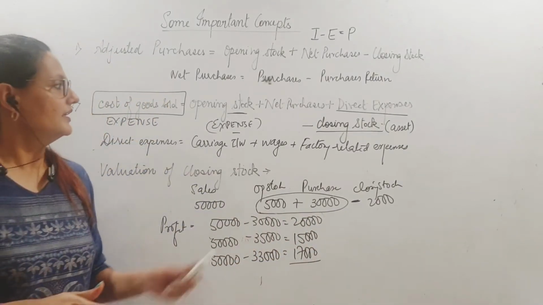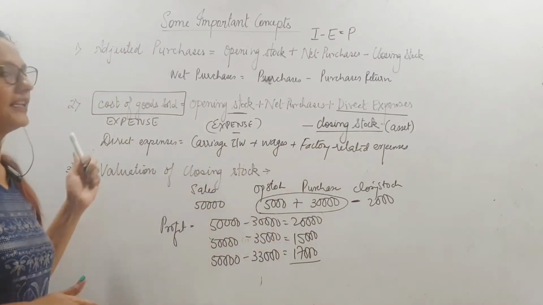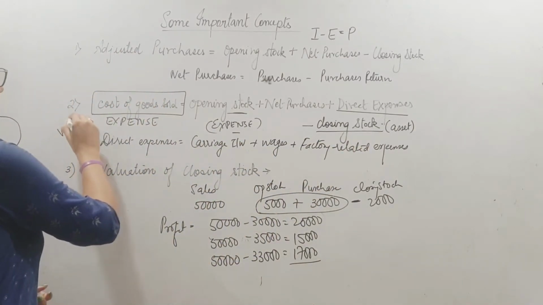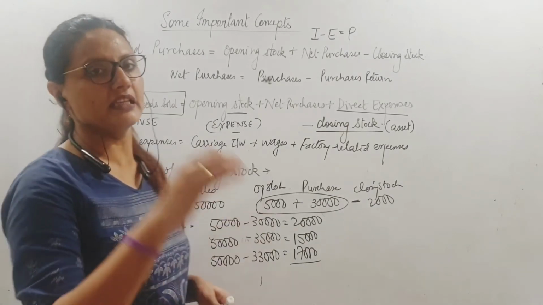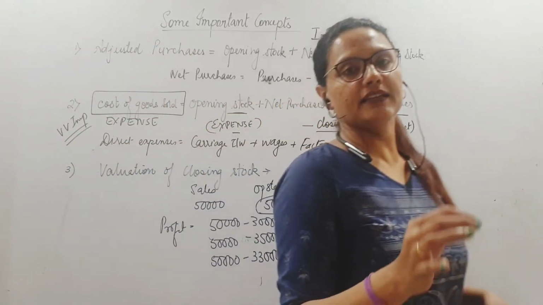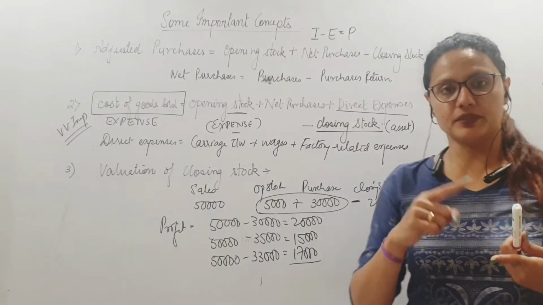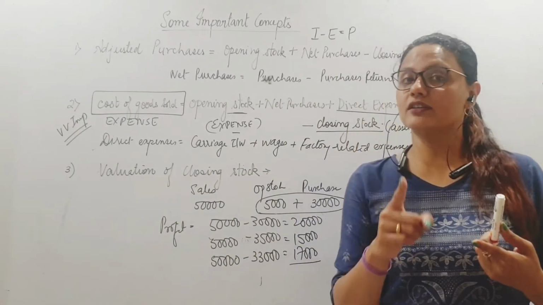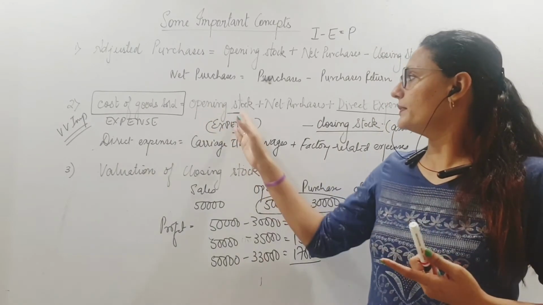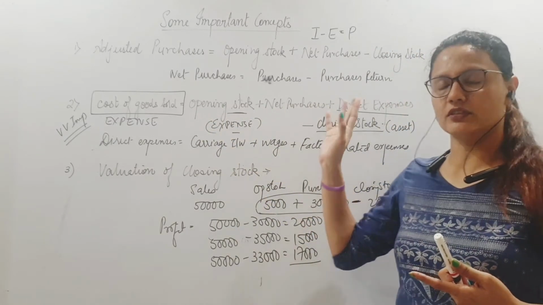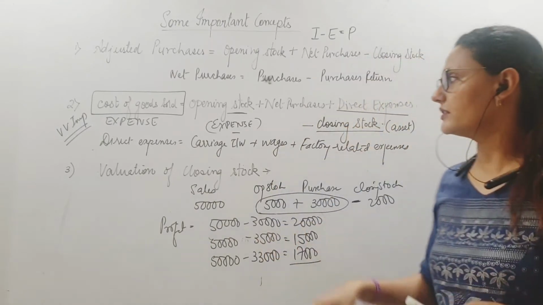purchase taken together. Therefore, this formula is very, very important. Cost of goods sold. You should be learning it by heart. Opening stock plus net purchase. Net is important because it's not gross purchase. Purchase minus return. You can also write like that. Opening stock plus purchase minus purchase return. That also is fine. It means net purchases.